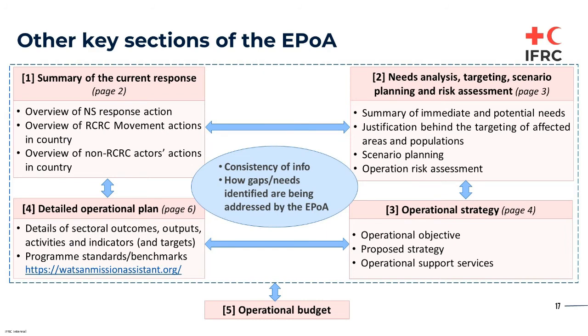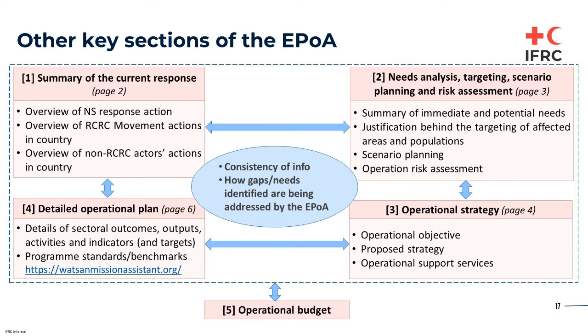It is not only important to know and be well briefed on the different outcomes, outputs, and indicators that are available for National Societies to choose from, but it is also critical to pay attention to a few key sections in the EPOA, which the technical team often focus on. Take a look here at the different sections that we look out for, which are sections that contain the summary of the current response, needs analysis, operational strategy, and detailed operational plan. And we also take notice how the EPOA relates to the budget. Overall, what the technical team is looking for is consistency of information and how they all relate to one another, not only between the different sections in the EPOA, but also between the EPOA and the budget.